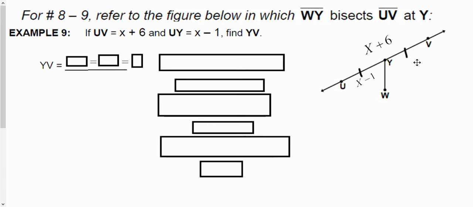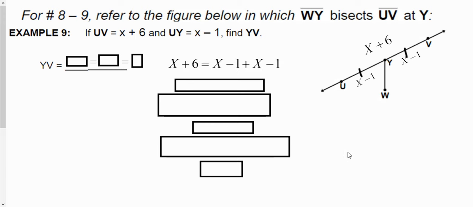So we need to know this other piece. So we can say piece plus piece equals the whole thing. Well, these pieces are equal. So since this one's x minus 1, we can say this one is also x minus 1. Now we got these two added up to equal the whole thing. And that's what our equation looks like.